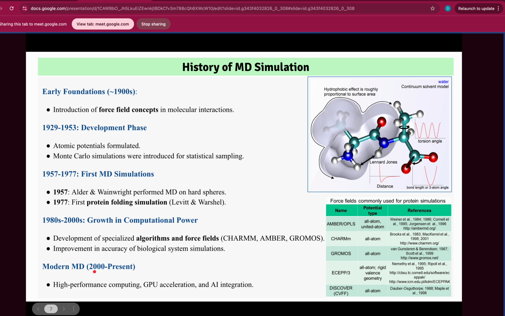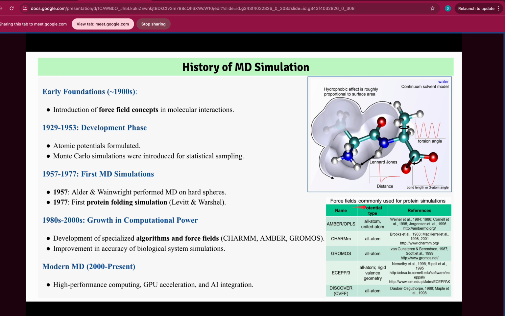And if we talk about modern MD, which is after 2000 till now, that involves high performance computing, GPU acceleration, and different AI integration to decide which force fields to consider, what weightage should be given, what should be the threshold. So all these developments have taken place till now.